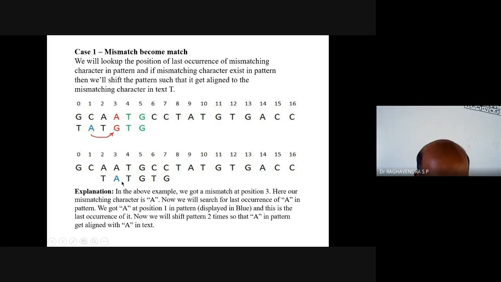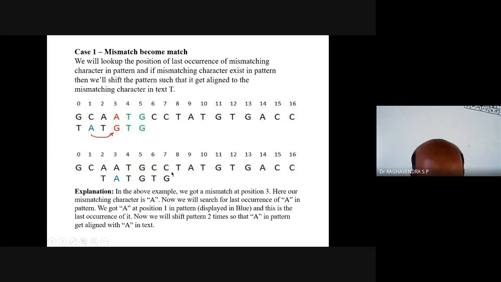We can see the A will be aligned with A. Then T will be placed here. Next, this T will be placed here. Then G will be placed here, and T will be placed here, and G. So whether there is a match now, of course, there is a match here. Of course, there is a match here, but there is no match.